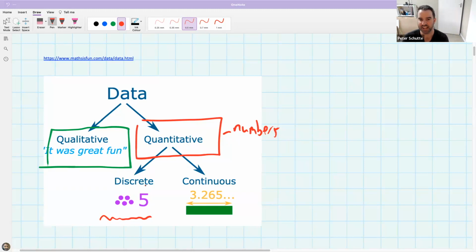But you also get other data which you measure. So maybe how tall you are, or how much you weigh, or what the temperature is today. That can have fractional pieces, and we call that continuous data. So it's important to think of the fact that data is mainly going to be in numbers in this section, even though data can occur in words and letters. And then these 2 subdivisions.